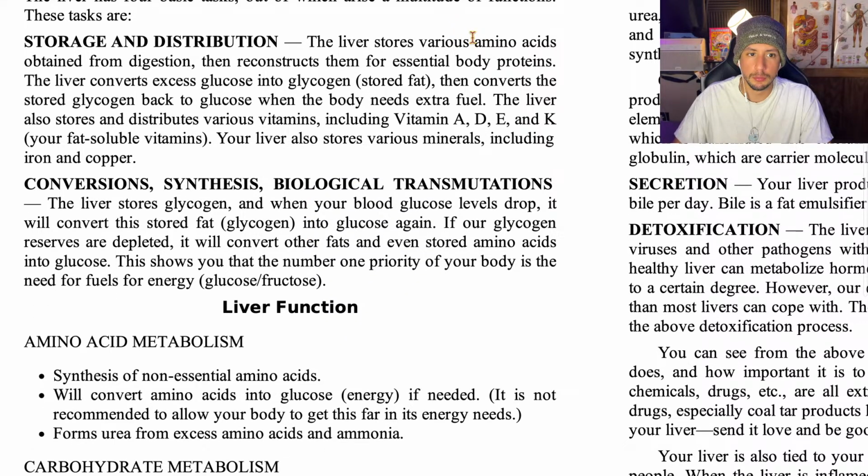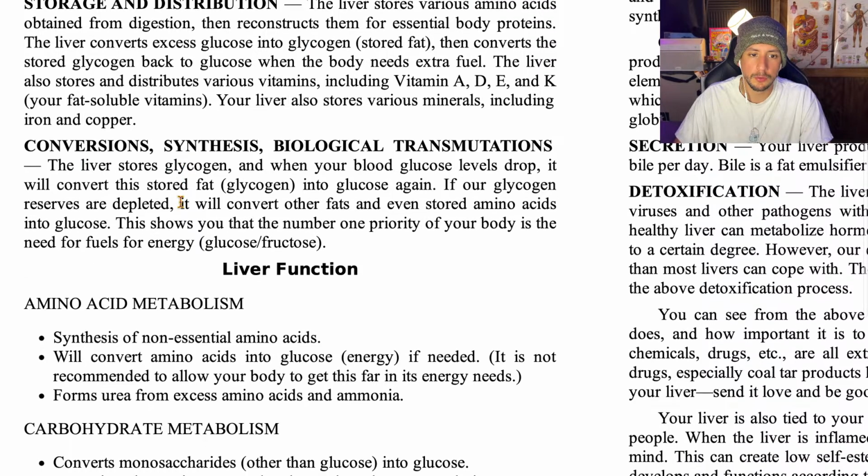I mean everything. It stores everything. Okay, so what are some of the things that it does? What's some of the chemistry behind what it does? So the conversion, synthesis, and the transmutations of the liver. So when it stores glycogen and your blood glucose level drops, it converts the stored fat back into glycogen. If our glycogen reserves are depleted, it will convert other fats, even stored amino acids, into glucose.